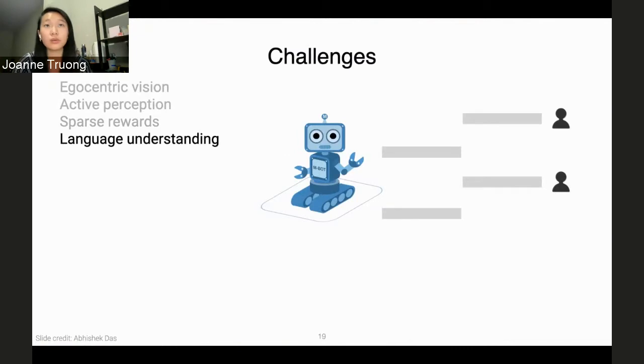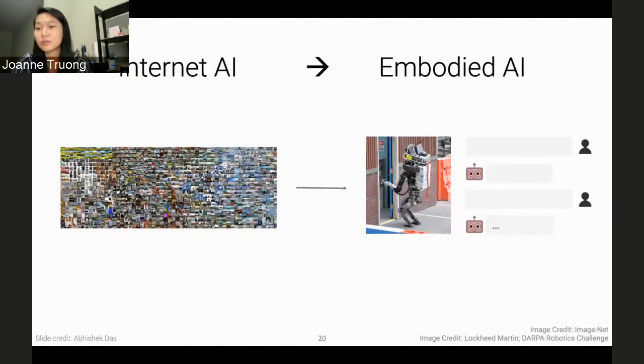And lastly, another key challenge that we'd want to overcome is that we'd want to be able to teach these agents some language understanding capabilities in order to actually talk to humans. And so how can we transition from this world of internet AI, where models are trained on static data sets, into what we call embodied AI, where the embodied agent needs to take actions in its environment?